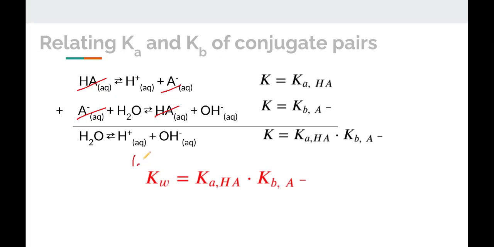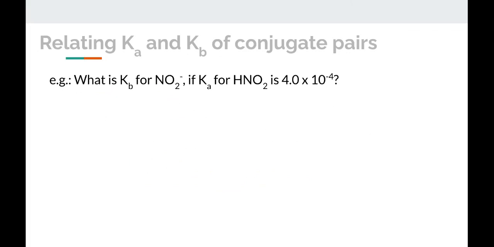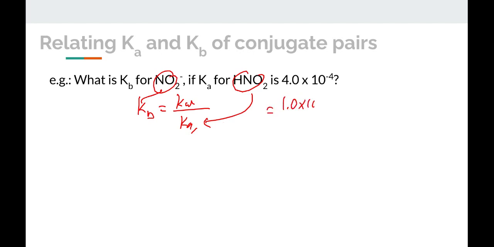Remember, Kw is 1.0 times 10 to the negative 14th. For example, if we wanted to find out what Kb was for NO2 minus, if Ka for its conjugate acid, HNO2, is 4 times 10 to the minus 4, we could do this by taking that equation and solving it for Kb. Kb is going to be Kw divided by the Ka for the conjugate acid. So Kb for NO2 minus is Kw divided by Ka for HNO2. So that's 1 times 10 to the negative 14th divided by 4 times 10 to the negative fourth, which comes out to 2.5 times 10 to the negative 11.